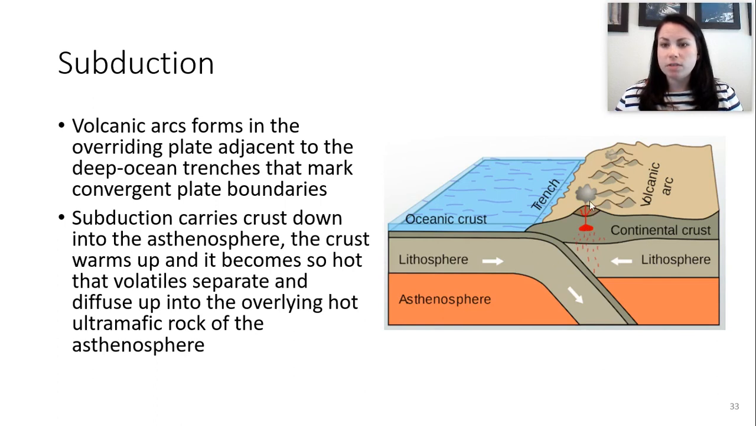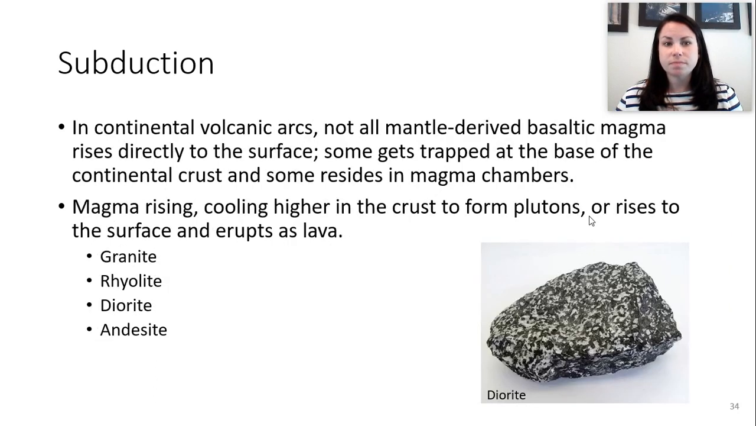And so here we would have this volcanic arc, and you guessed it, this is where we would see igneous rocks. So in the continental volcanic arcs, not all mantle-derived basaltic magma rises to the surface, but some of it gets trapped at the base of the continental crust, and some of it resides in the magma chambers. So these would be some of those intrusive igneous rocks. As the magma rises up, it cools higher in the crust to form these plutons. And if it gets to the surface, then it erupts as lava. And some of the types of rocks that we see in these circumstances are granite, rhyolite, diorite, and andesite.